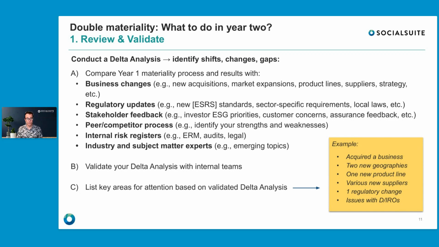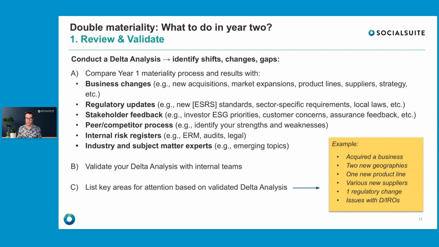But just for argument's sake, you've identified, for instance, that we've acquired a business that added 2 new geographies. We added a new product line. With that came various new suppliers. I found 1 regulatory change. And yeah, there are a couple of, let's call them issues with our dependencies and IROs. There are key things that I found out of the delta analysis.